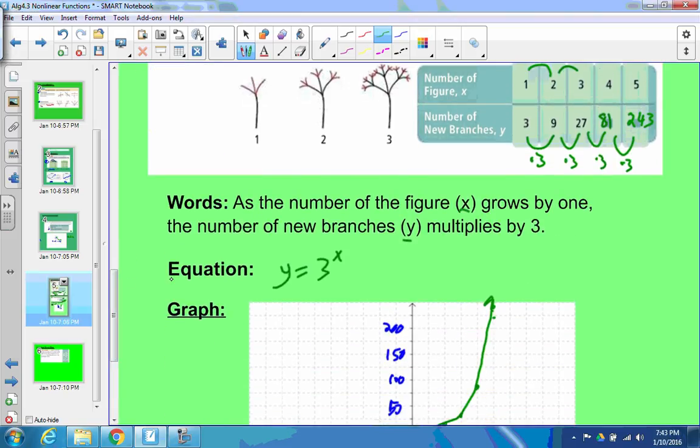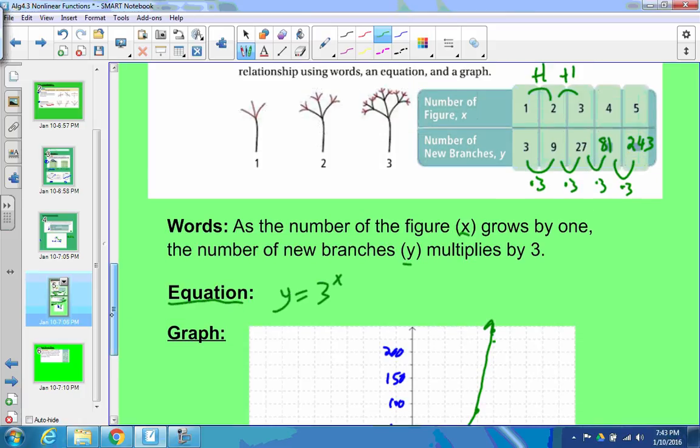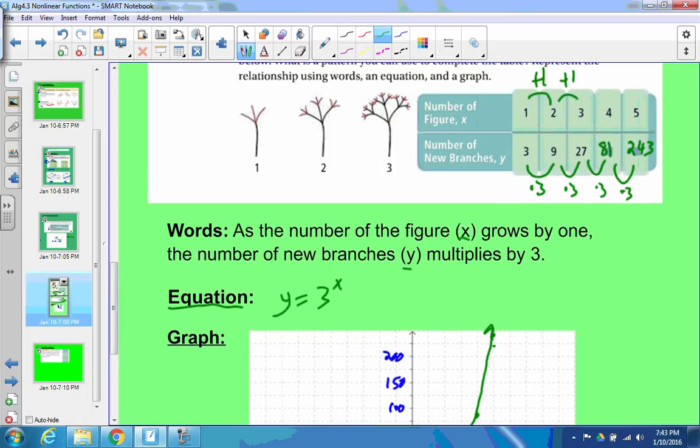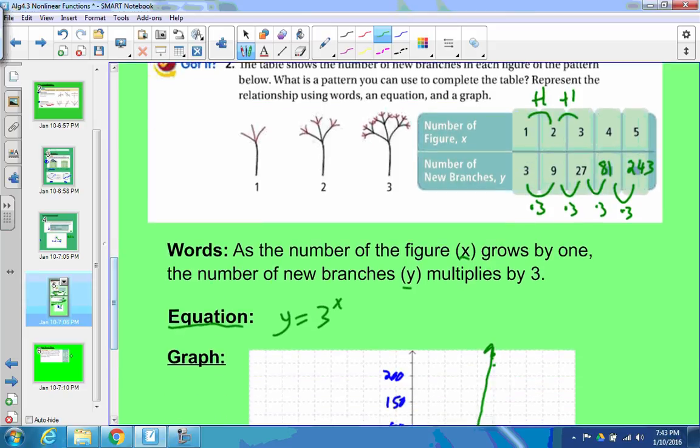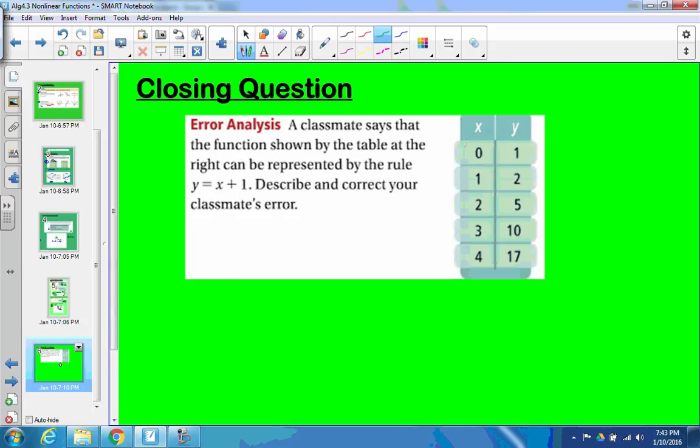Okay? And the hardest part is usually the equation, but if you really work towards thinking about what equation would work for these numbers, the better you practice, the better you'll get. So I just want to close with one error analysis. It says a classmate says that the function shown by the table at the right can be represented by this rule, y equals x plus 1. And I want to see if you think that would be correct. It is incorrect. So describe the error and see if you can fix that.